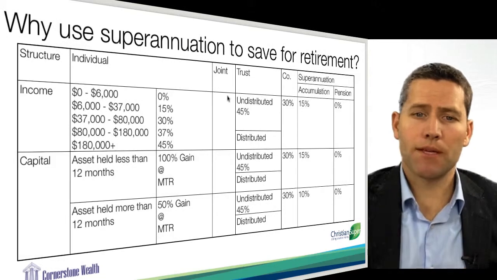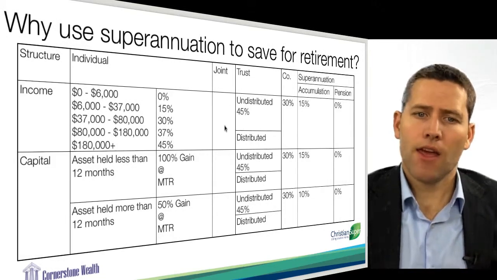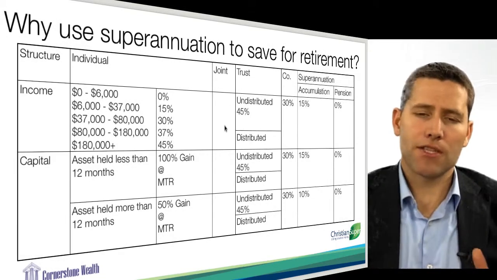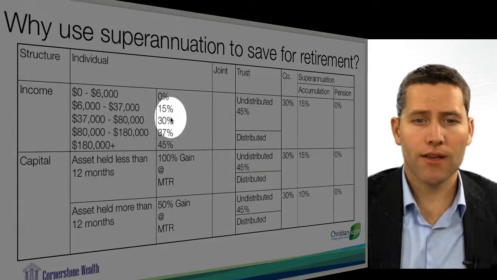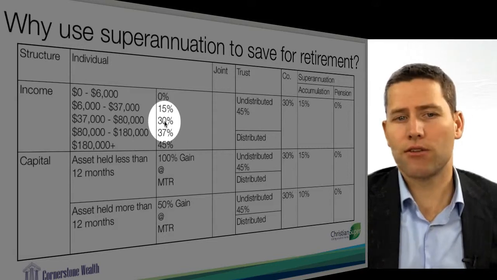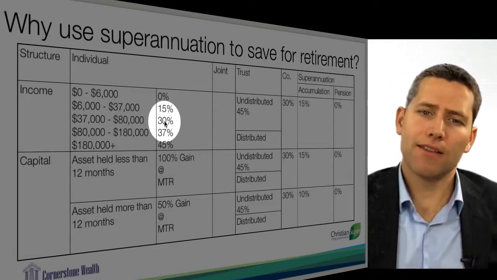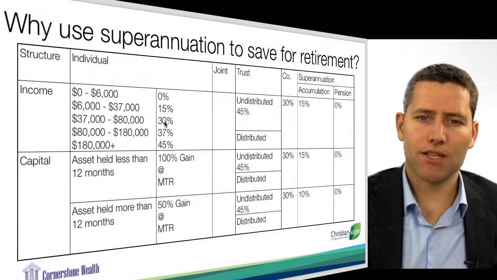Another alternative might be to invest in joint names. So the thing that happens there is that the income is just split between the 2 of you. So if one of you is still on a marginal tax rate of 30% or more, then there are generally better outcomes that can be achieved.